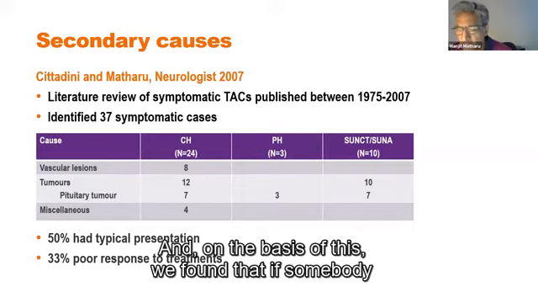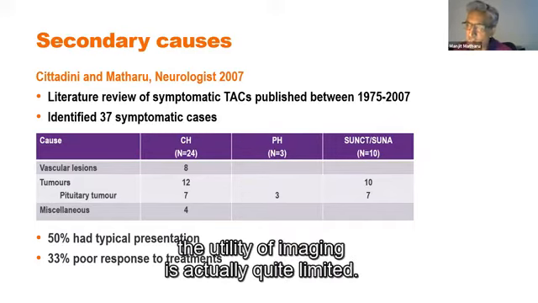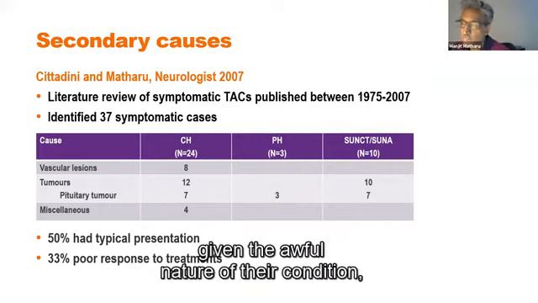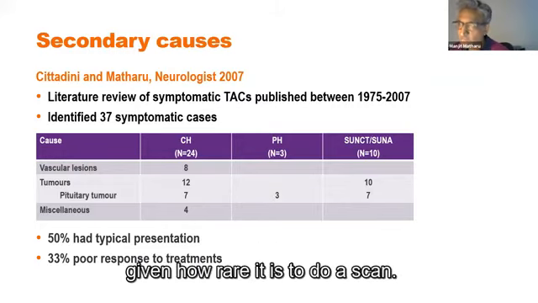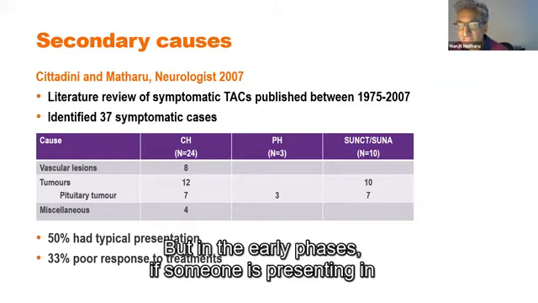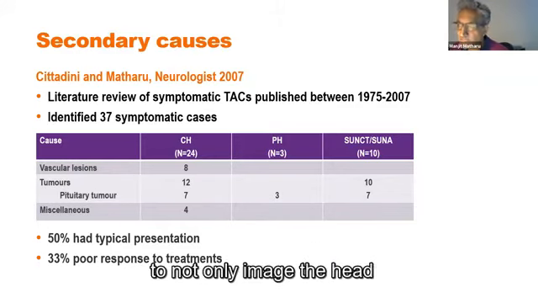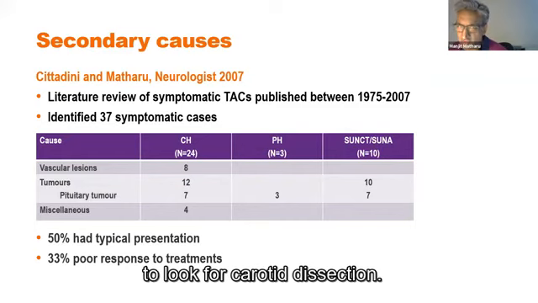On the basis of this, we found that if somebody presents late, 2 or 3 years down the line, the utility of imaging is actually quite limited, but almost all of these patients, given the awful nature of their condition, will ask for a scan. I think it's quite reasonable to do a scan given how rare it is. But in the early phase, if someone is presenting in the first bout, my own practice is to not only image the head, but also to image the neck vasculature to look for carotid dissection.